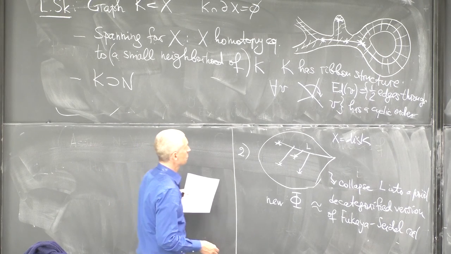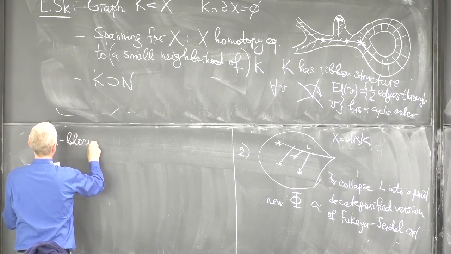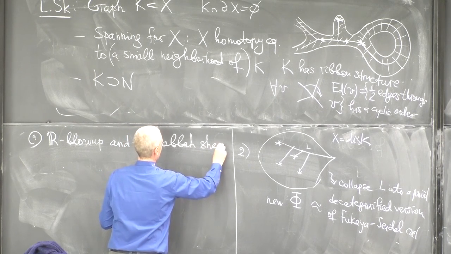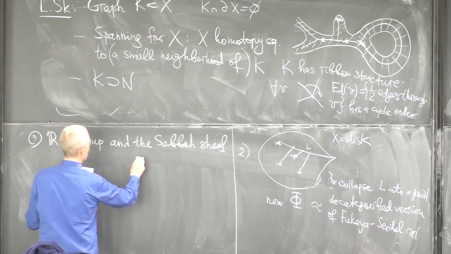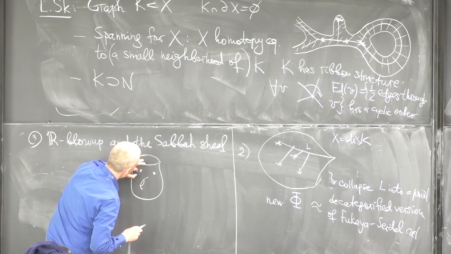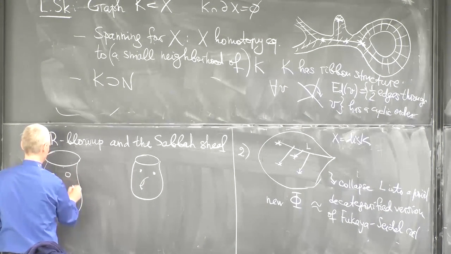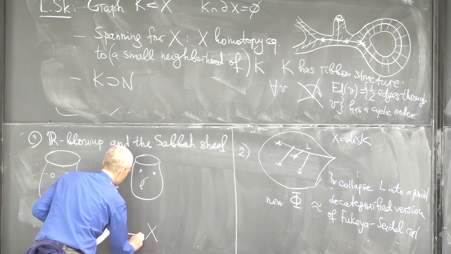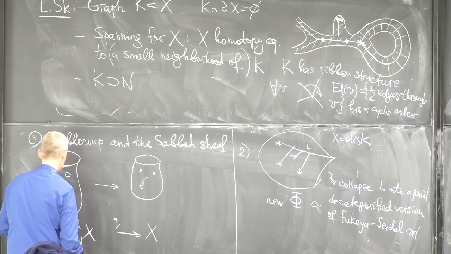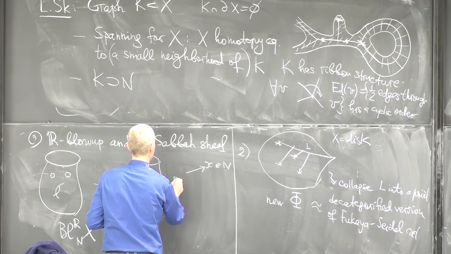Okay, so the last feature of the construction will be part three. Let me call it the real blow-up and the Sabbah sheaf. So what we can do, we can start with a surface with a bunch of marked points, and each of those points we can replace by little circles of directions. That's called X tilde, and this would be the real blow-up, with projection Q. And over any point x in N will lie the circle of directions.